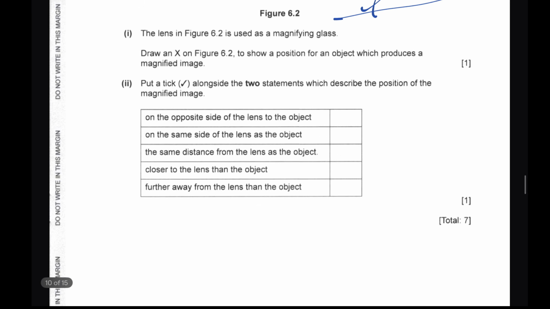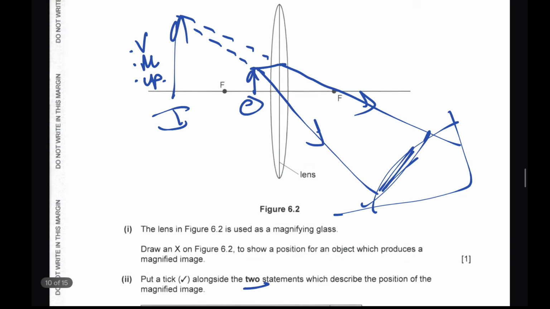So, two statements. Magnified image on the opposite side? No. Same side? Yes. Same distance from the lens? No. Closer to the lens? No. Further from the object? Yes. So these are the two statements which are correct. And that's what we can see very clearly from the diagram.